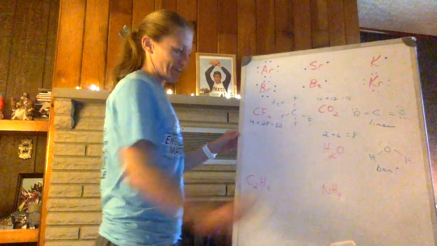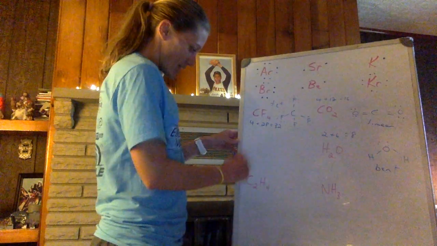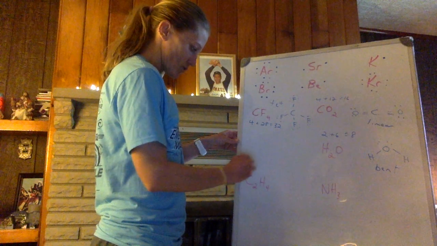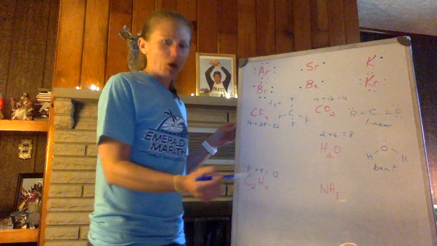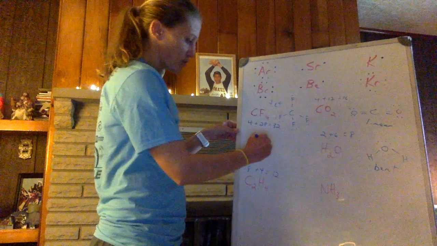C2H4, I'm going to put that in there. I'm taking out that SF6. I got 8 electrons from carbon plus 4 from hydrogen. 12 electrons is not a lot. I'm going to set this up with the 2 carbons together.